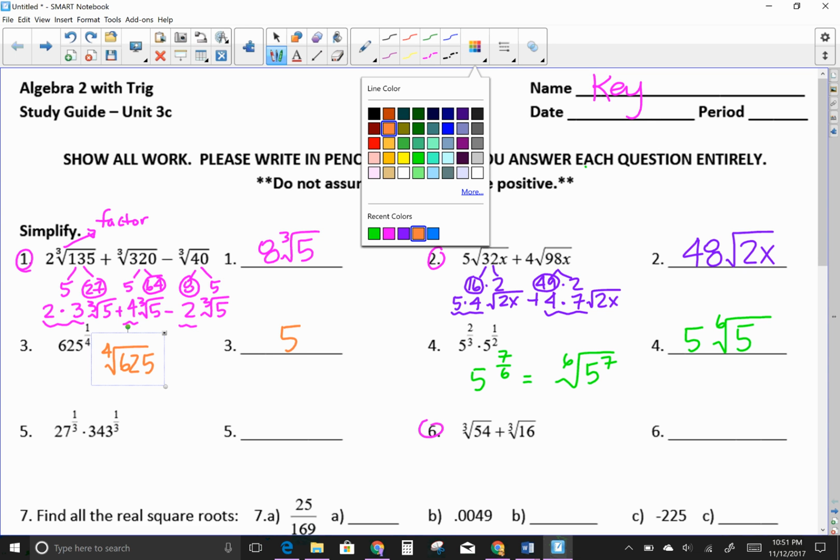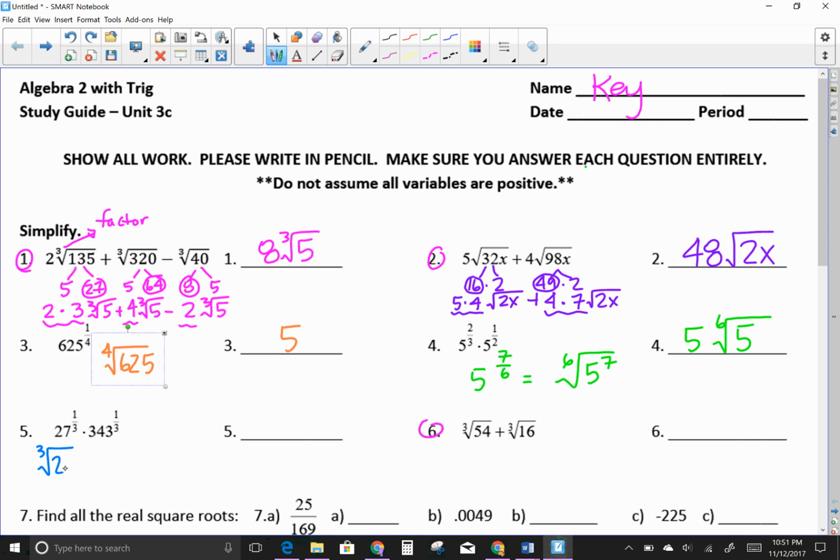All right, next we have 27 to the 1/3 times 343 to the 1/3. Notice back here on this problem, my base was the same, so I added the exponents. Over here, the exponents are the same, so you can combine the bases. I wouldn't necessarily do that. This is the cube root of 27 times the cube root of 343. If you put that in your calculator, the cube root of 27 is 3, and the cube root of 343 is 7. So this becomes 21.